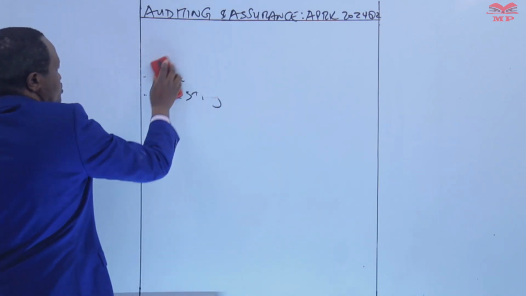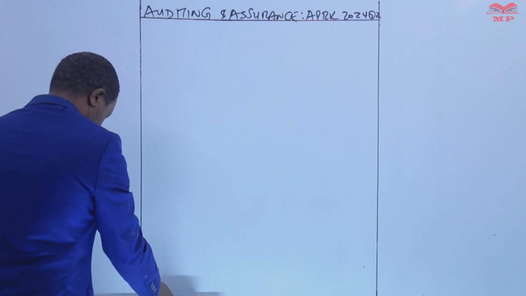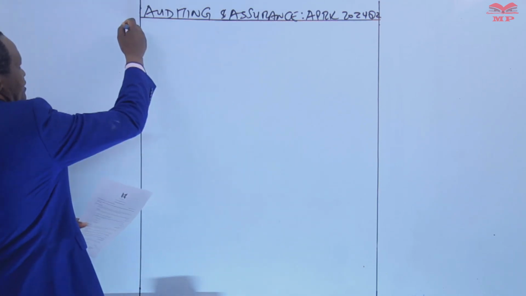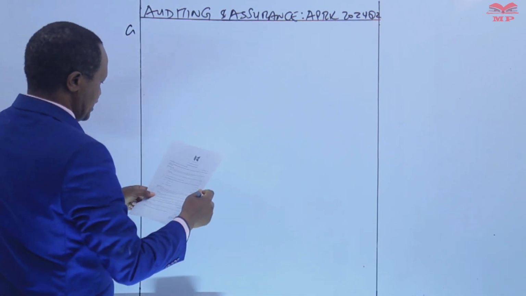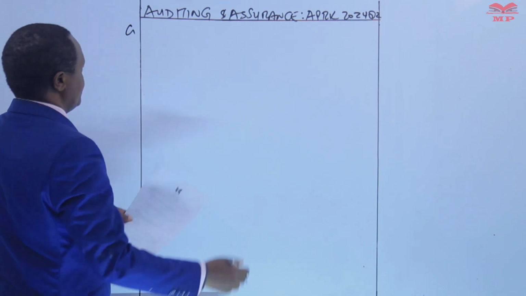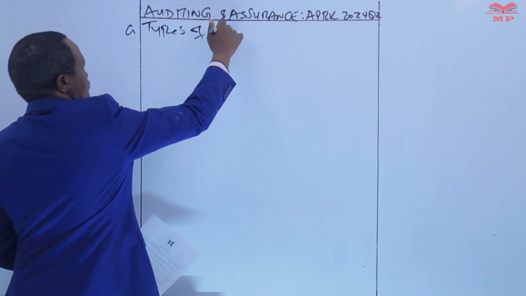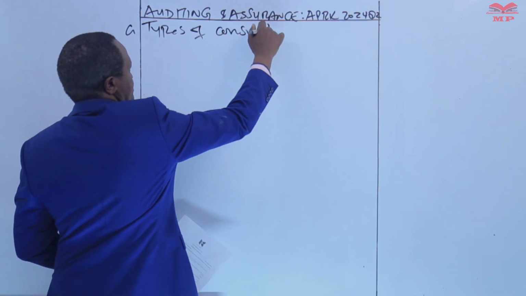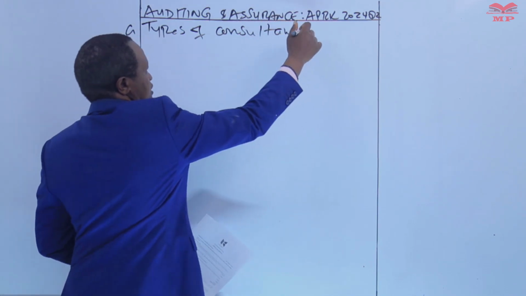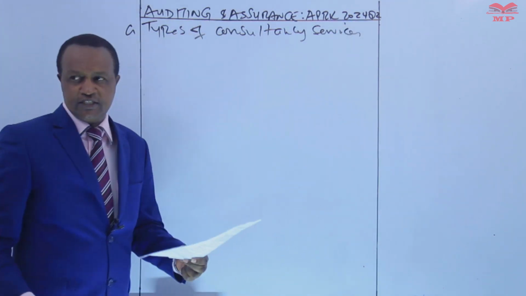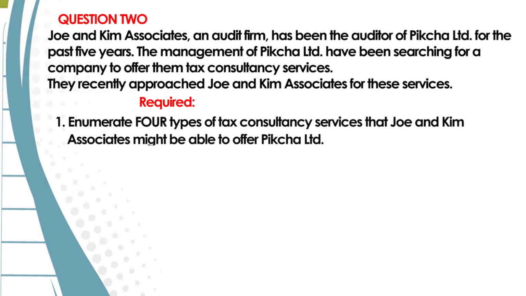Question 2, part A. Types of consultancy services. Now, candidates, here is a company, an audit firm. It's an audit firm.